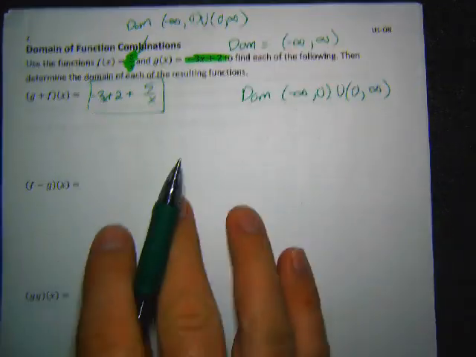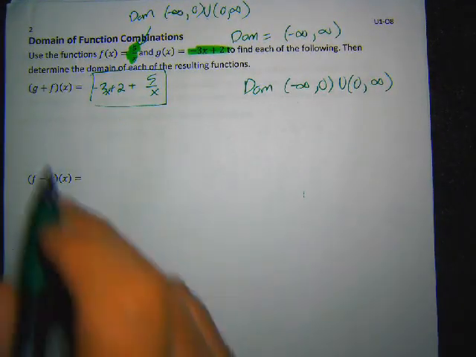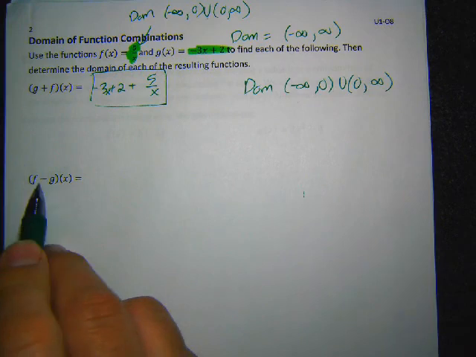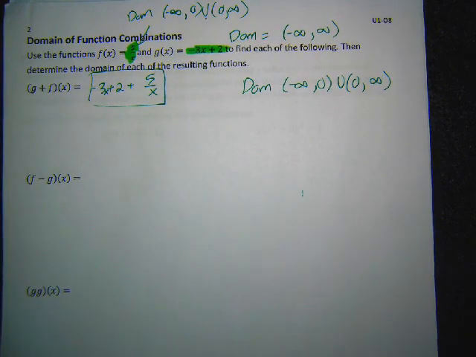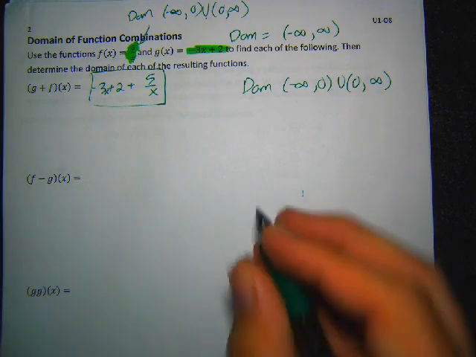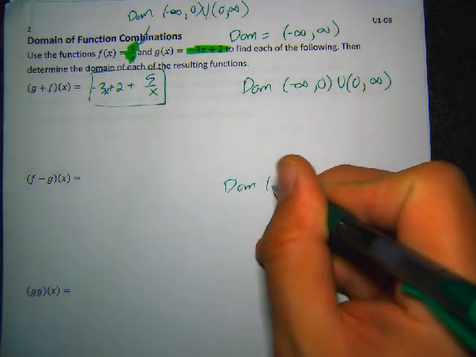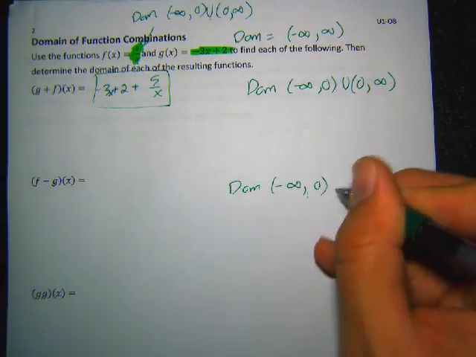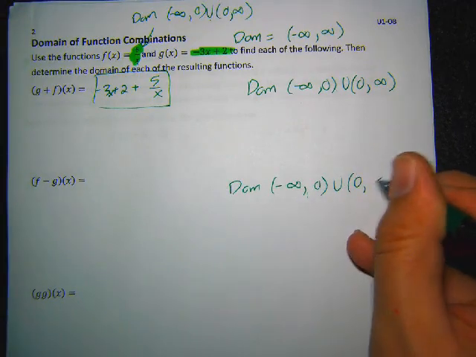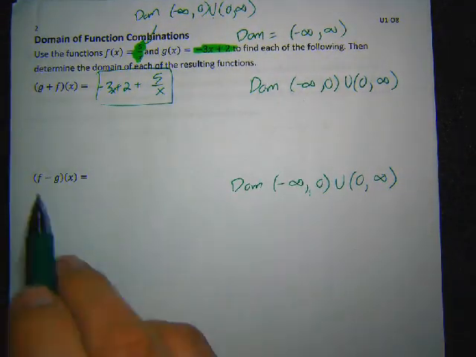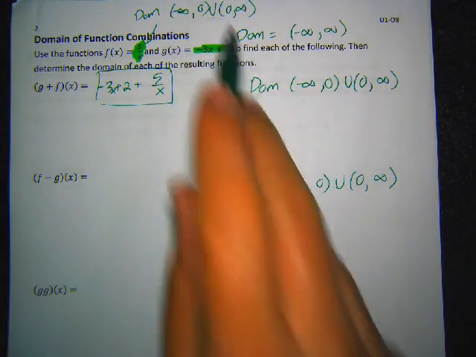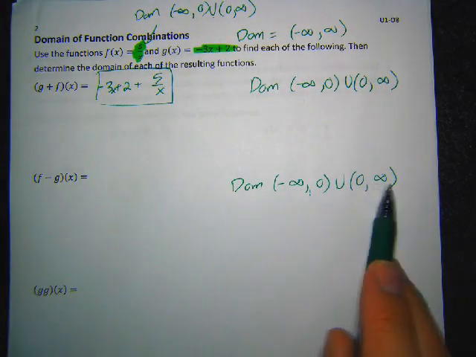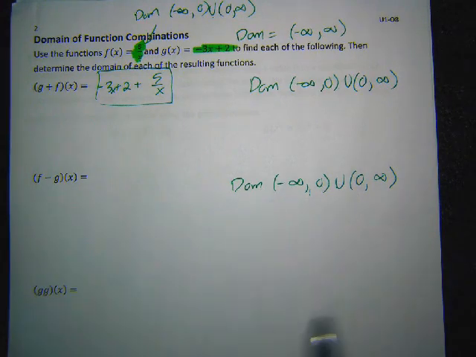Let's try the next one. This one's subtraction. Now, because it's the same two functions, f and g, and now we're subtracting, it's going to have the same domain, because for addition, subtraction, multiplication, the domain is always going to be the same. So this one is still going to be domain negative infinity to 0, union 0 to infinity, because again, the only thing these two functions don't share is 0. So we took the 0 out, and we said everything below 0, everything above 0 is the domain.